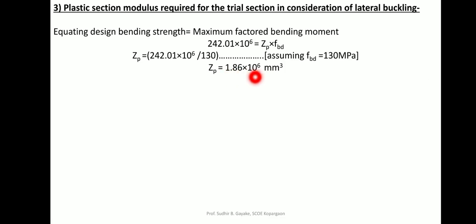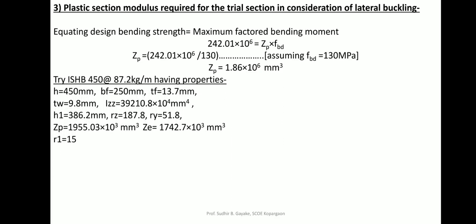For this value you need to select a section from annexure H of IS 800. Suppose I will try ISHB 450 at the rate of 87.2 kg per meter, having properties as follows. These properties I have directly taken from the steel table: depth of section, width of flange, thickness of web, moment of inertia about major axis, H1 value, RZ value, RY value, plastic section modulus and elastic section modulus. All these values are directly taken from the steel table as these are required to calculate the strength.